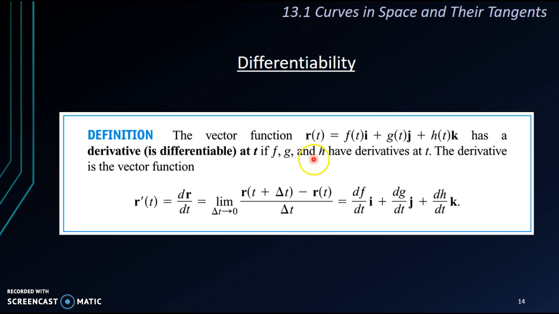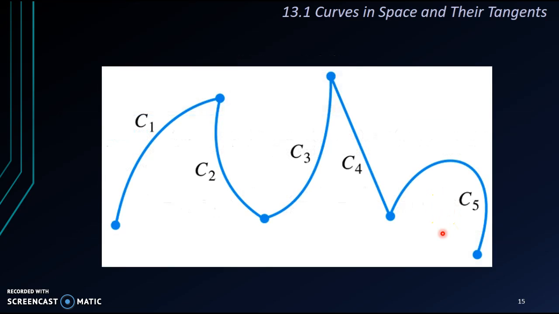Next, talking about differentiability, because we want to know whether we can differentiate a function or not. A vector valued function r(t), which is f(t)i plus g(t)j plus h(t)k, has a derivative, or we say it is differentiable at t, if f, g, and h, all of the components, have derivatives at t. In other words, r'(t) or dr/dt, this is the definition. To find dr/dt, we just need to differentiate each of the components.